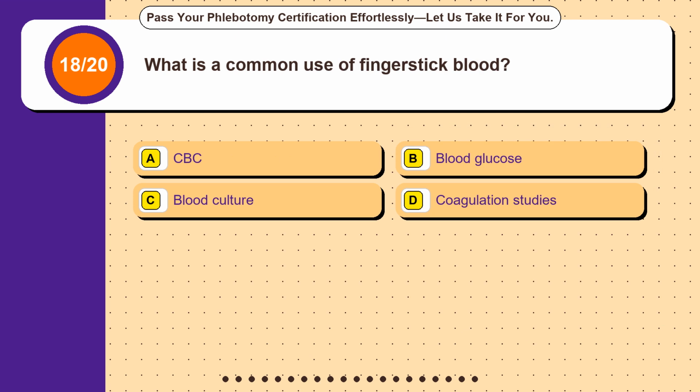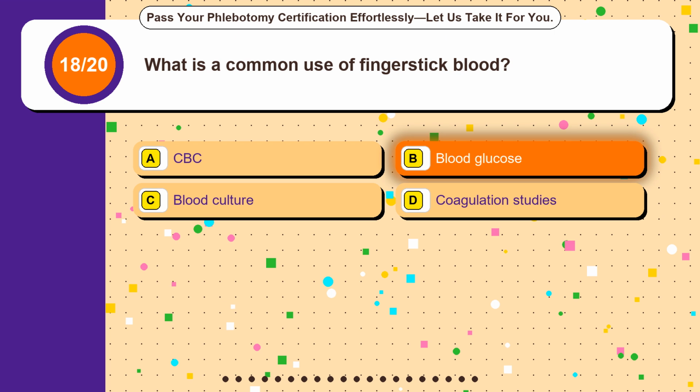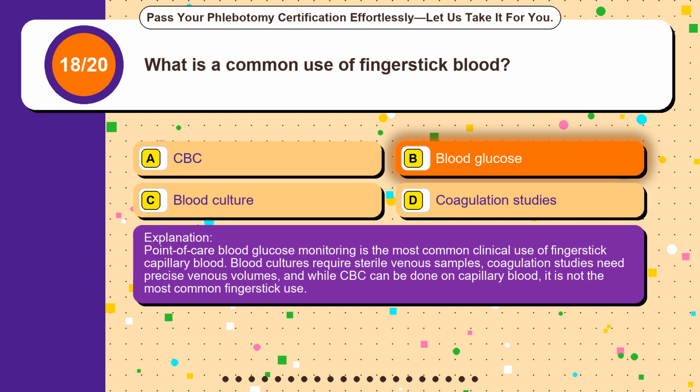Question 18. What is a common use of fingerstick blood? Option A, CBC. Option B, blood glucose. Option C, blood culture. Option D, coagulation studies. The correct answer is option B, blood glucose. Point-of-care blood glucose monitoring is the most common clinical use of fingerstick capillary blood. Blood cultures require sterile venous samples, coagulation studies need precise venous volumes, and while CBC can be done on capillary blood, it is not the most common fingerstick use.